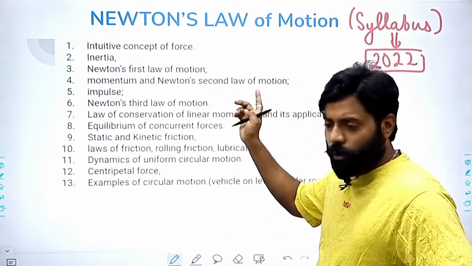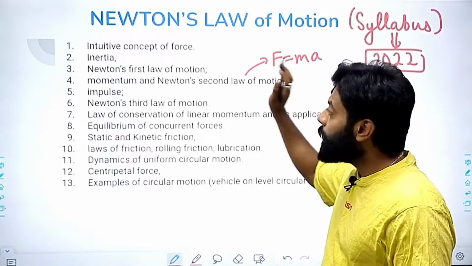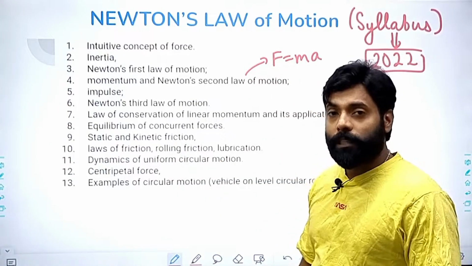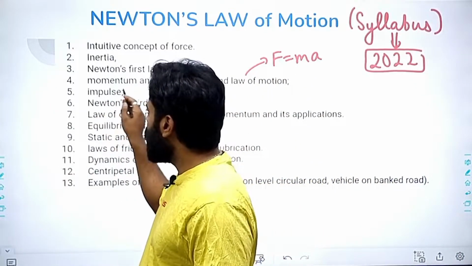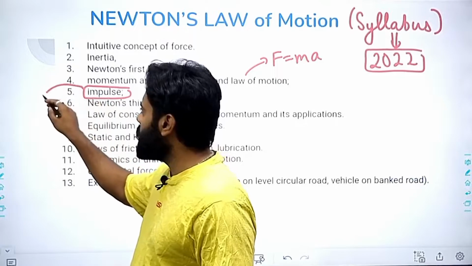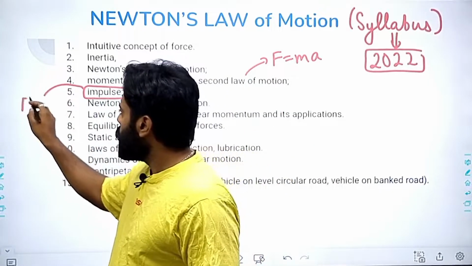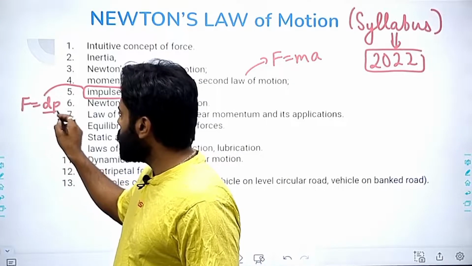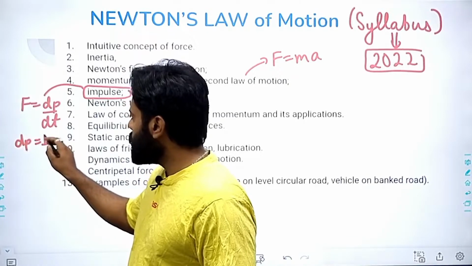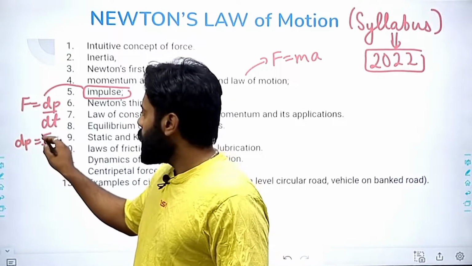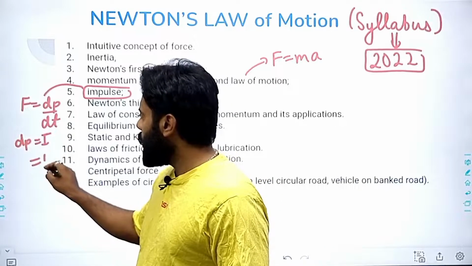The second law of motion states that force equals mass into acceleration. Then what about impulse, sir? Impulse is when a large force acts for a very small time. Force is equal to dp by dt, and dp, the change in momentum, is equal to impulse, and that will be equal to F dot dt.